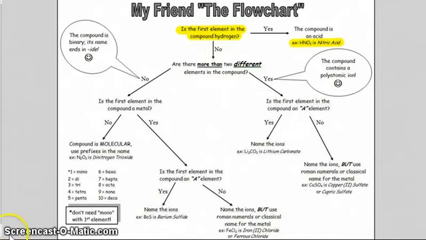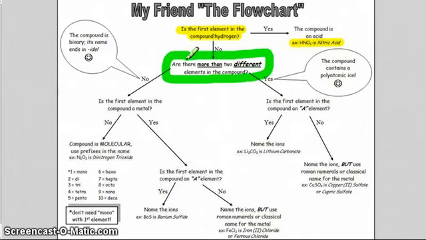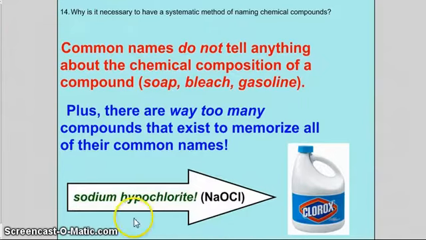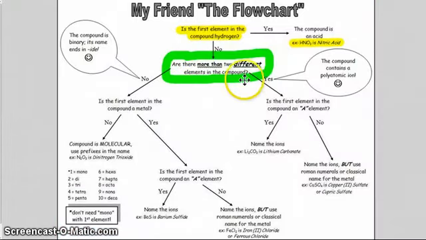So I may ask you a few of those, but for the most part, when we start answering using the flowchart, we're going to start mostly here. Are there more than two different elements in the compound? Now what that means is how many elements are found in the compound, not the numbers per se, but different elements. So we looked at sodium hypochlorite before, and in sodium hypochlorite there are three elements. There's sodium, oxygen, and chlorine. So there are three elements that make up that compound. So if I was looking at this question, I would say yes, because there were more than two different elements.